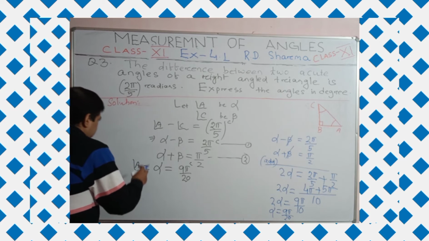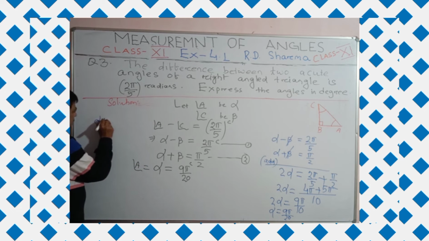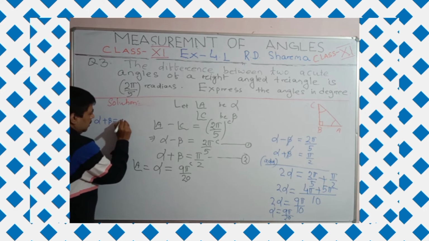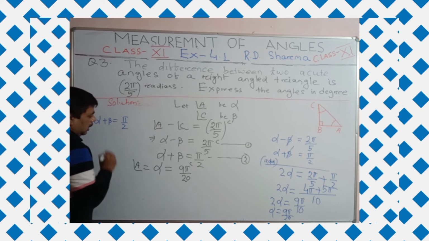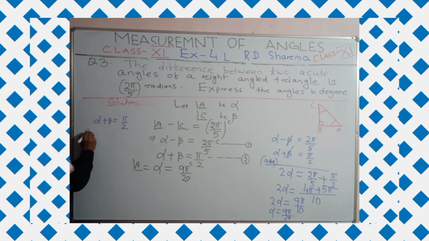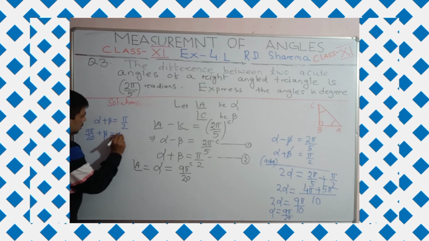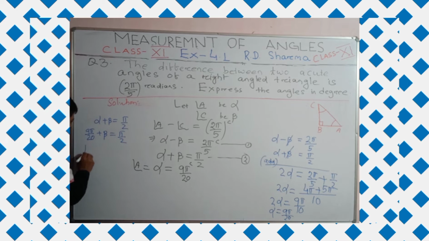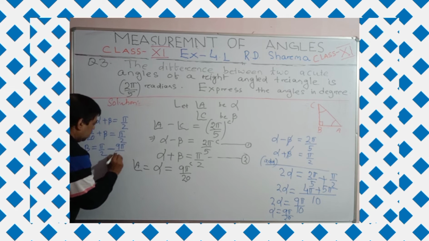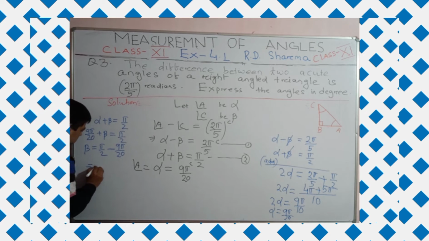You see here, alpha plus beta is pi upon 2. And here the alpha value is 9 pi upon 20, plus beta is equal to pi upon 2. And beta is equal to how much? Tell me. Pi by 2, and this plus 9 pi by 20 will be transposed to the right hand side. It will be minus 9 pi by 20.